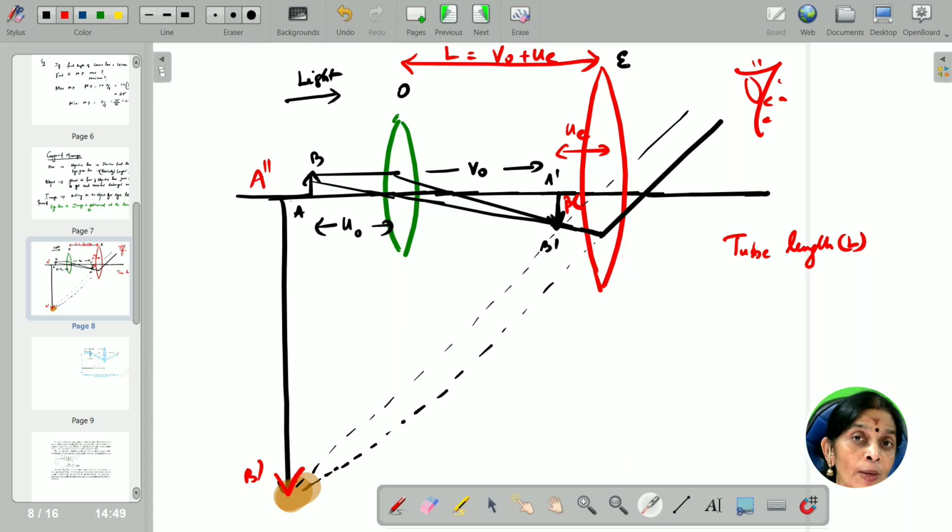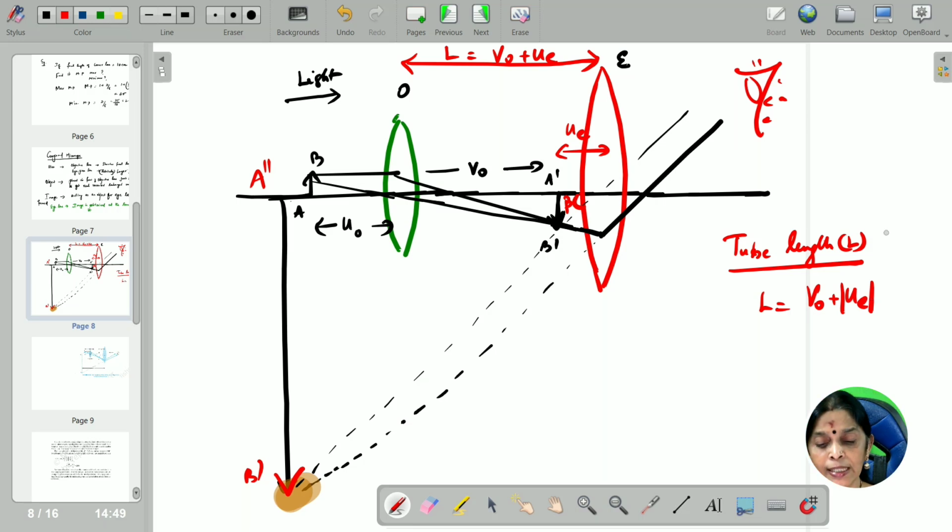So, how do you define tube length? It is the distance of separation between the second focal point of the objective lens and the first focal point of the eye lens. So, the tube length L is equal to VO plus mod of UE. That is the tube length here, because we adjust to get the image like that.